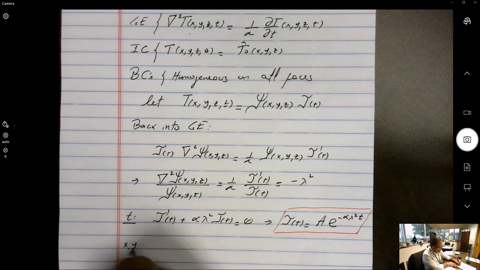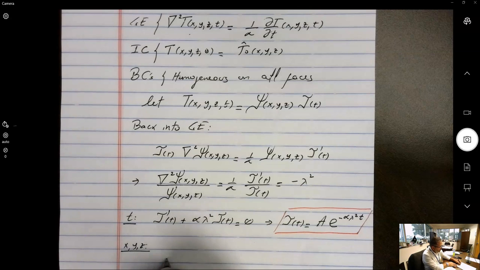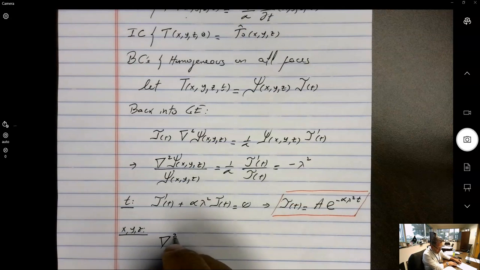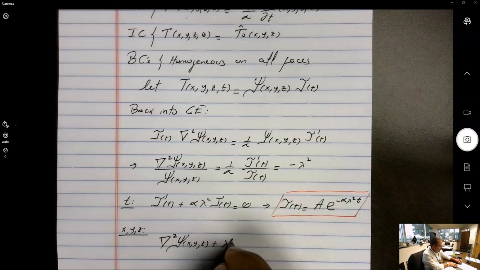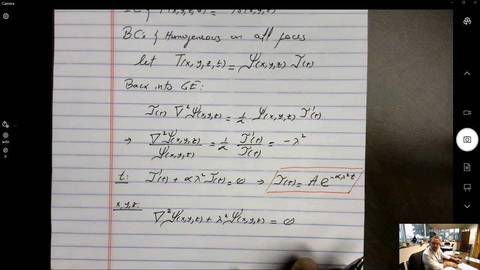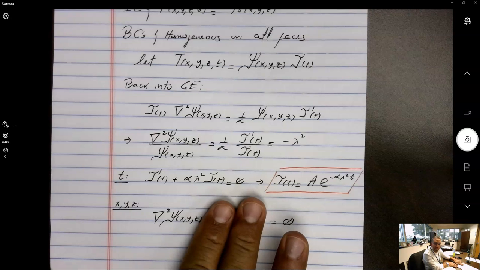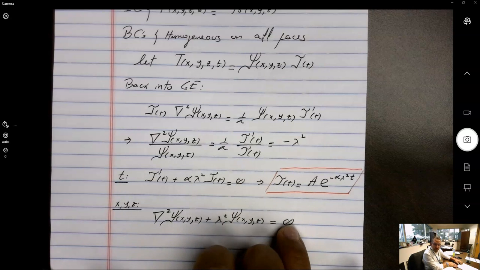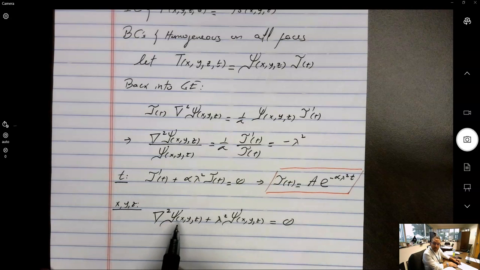Now the solution in space looks like the following. The Laplace of psi of x, y, and z plus lambda squared psi of x, y, and z is equal to 0. Now this is called the Helmholtz equation. So remember, this is called the Laplace equation. If you add a constant to it or an independent function, this will be called the Poisson equation. But the Laplace plus the function itself is called the Helmholtz equation.